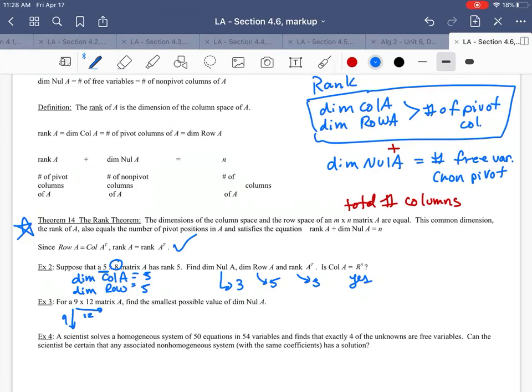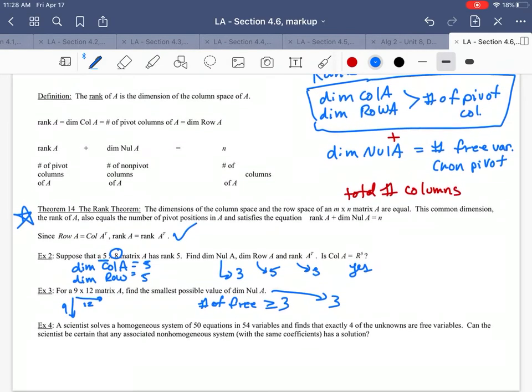All right. So basically, I would know that the number of free variables is always going to be greater than or equal to 3. So the smallest possible value of my null space is 3. All right, this guy right here.